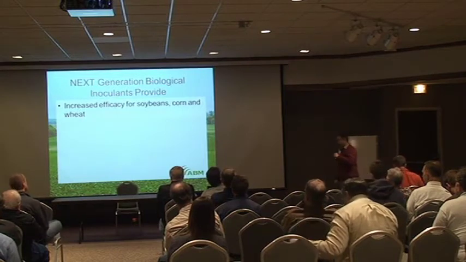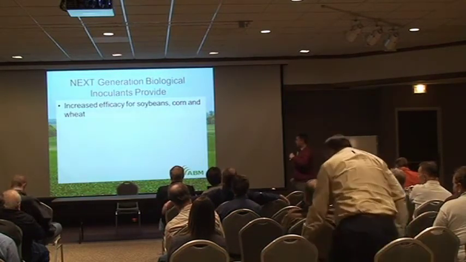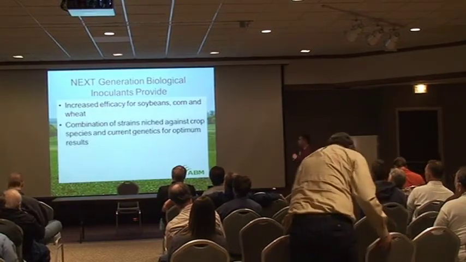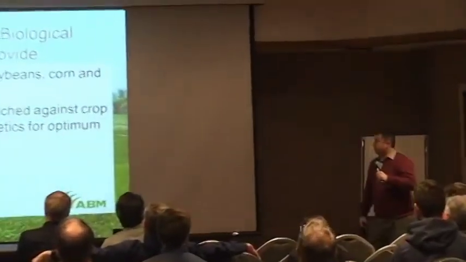So not only are inoculants thought of today just for soybeans, you can use them on corn and wheat, as we talked about. The combination of strains have really been niched against the combination of species and current genetics for optimal results. What's that mean? Are the genetics of soybeans the same varieties that were growing in 1997? No. A lot of those ISO lines have gone to the wayside. New ISO lines have come on board.